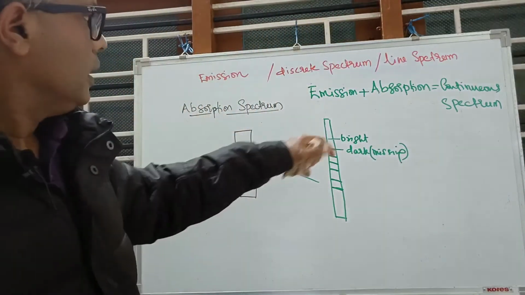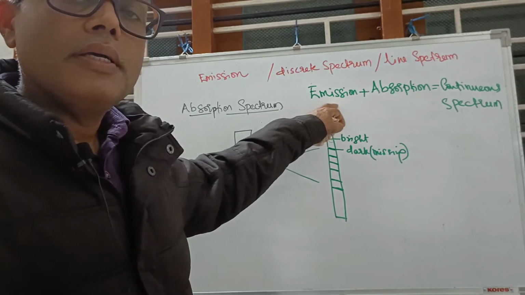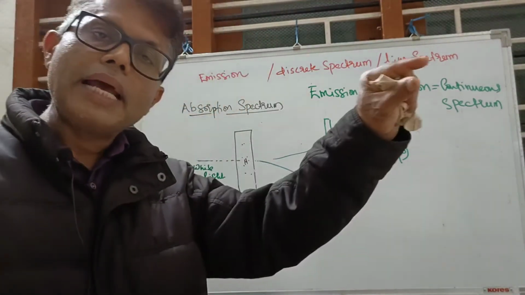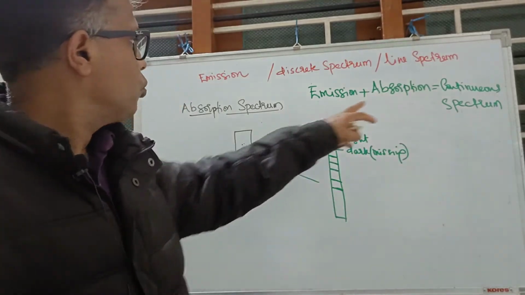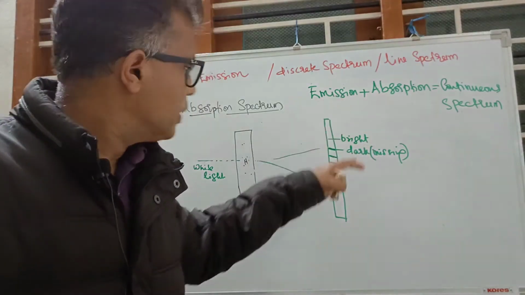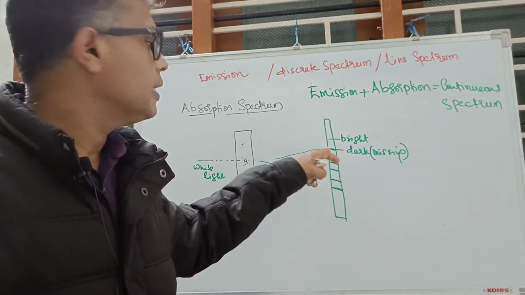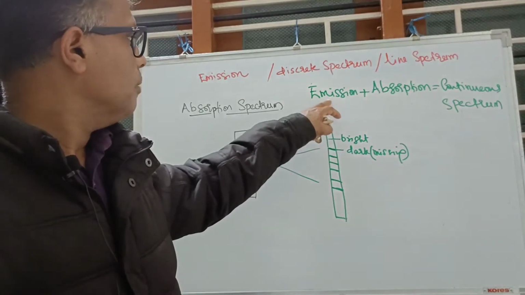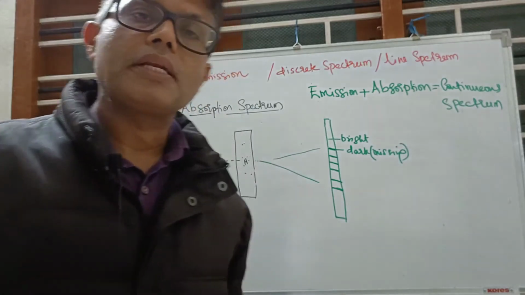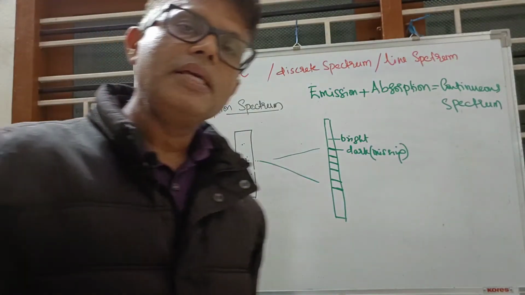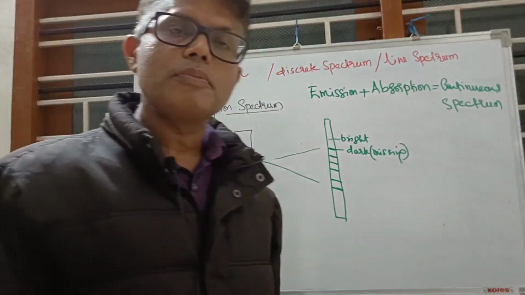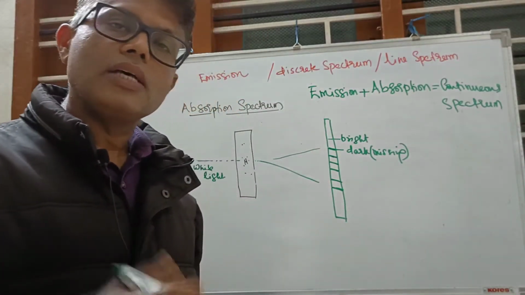Clear, no? Previously, in the emission spectrum, there was no bright background, only the bright lines were there. Here in the absorption spectrum, the bright background is there, and the bright lines of the emission spectrum are missing. So we can say the emission spectrum plus the absorption spectrum is a continuous spectrum. Now, is everybody clear what an emission spectrum and an absorption spectrum are for a particular gas?